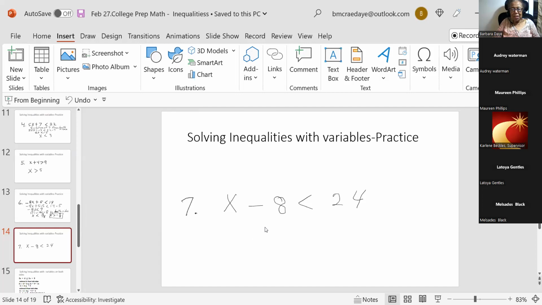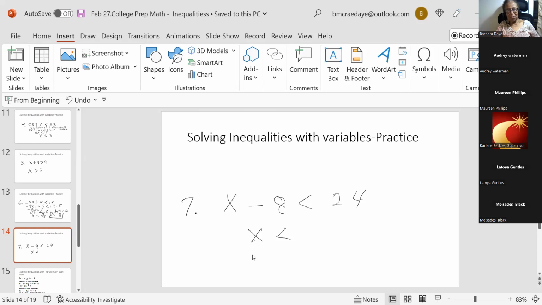What is X? What's the inequality? So this would be X less than what? What would you do to get just X on the left side? What do I have to do with the 8 to get X on the left side? Add. That's right. Add to both sides.